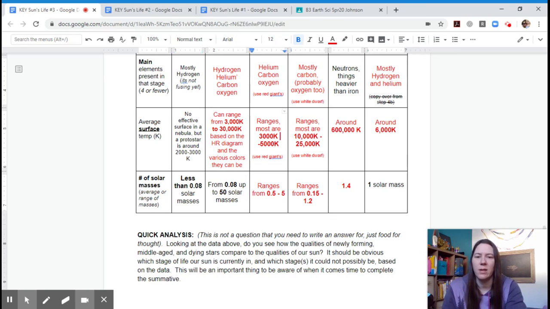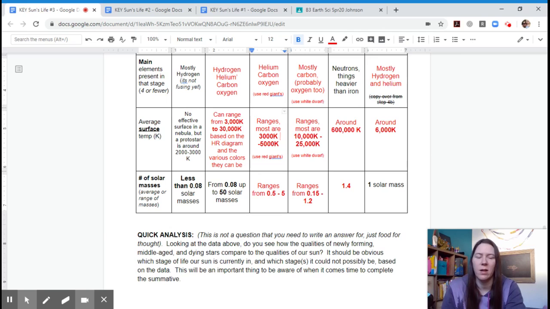Under the giants, these are a little cooler, and I did put a note here for these guys to use red giant. On the HR diagram, they're around the 3 to 5,000 degree range. Some can be a little hotter, but most of them are condensed into that zone. Again, on the HR diagram, if you look at where the dots are, they're mostly around the 10 to 25,000 degree range, so pretty hot.